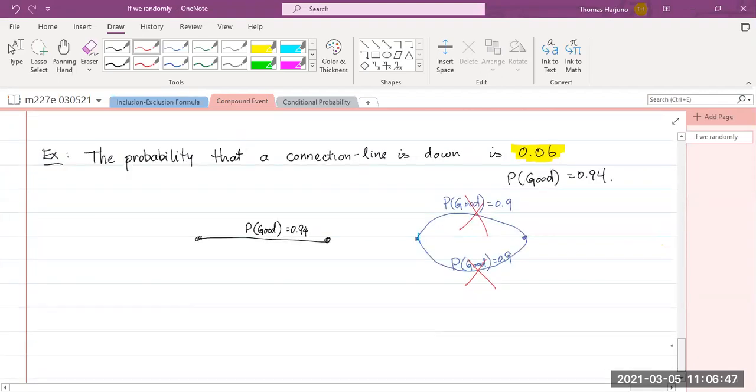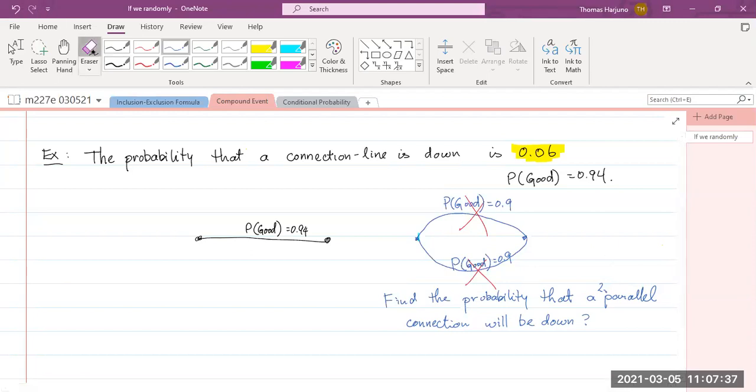Okay, so I use the blue one right now. What is the probability? Find the probability that two parallel connections will be down, given knowing the probability that it is good for each connection is 0.9.